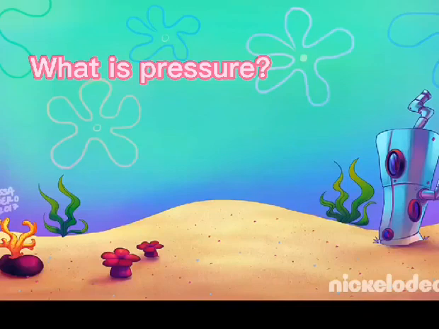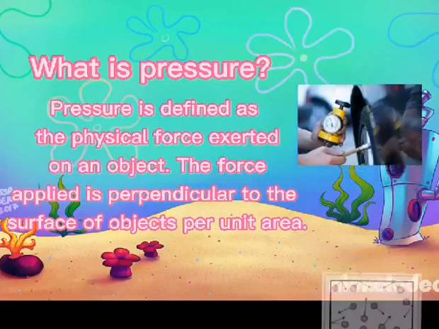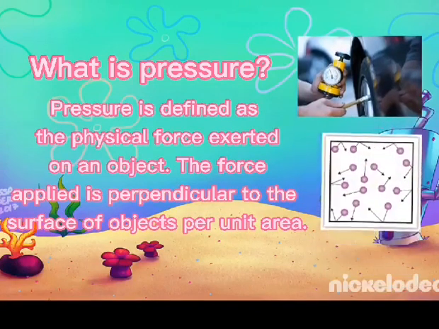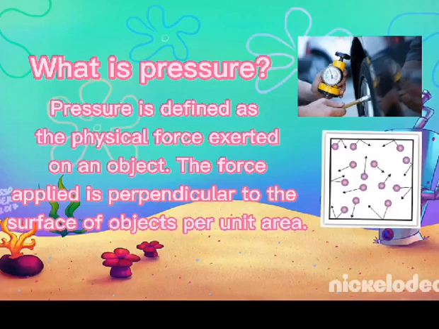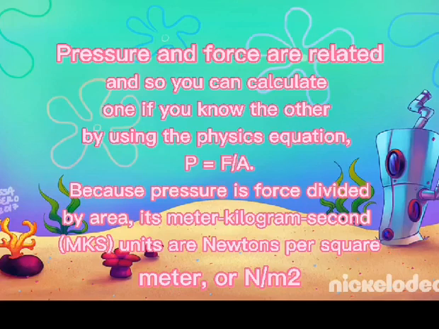A pressure is defined as the physical force exerted on an object. The force applied is perpendicular to the surface of an object for a unit area. Pressure and force are related, so you can calculate one if you know the other by using a physics equation. Pressure is equal to force over area. Because pressure is force divided by area, in the meter kilogram second system the unit is newtons per square meter.